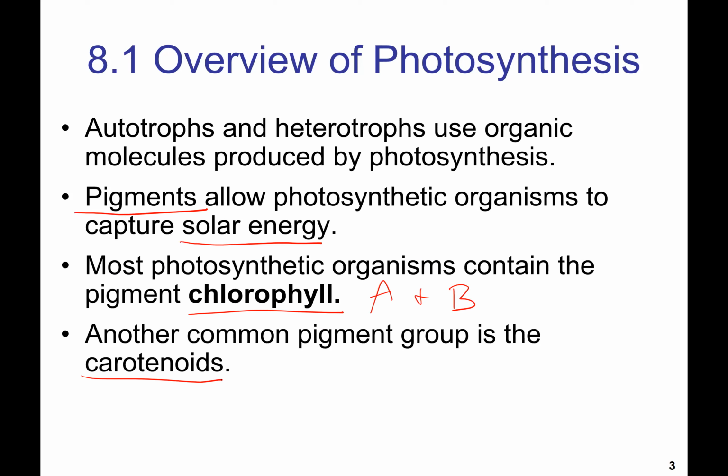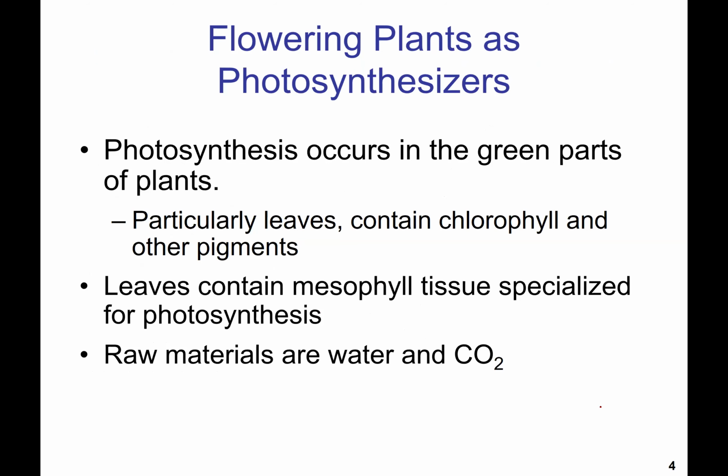Okay, so the whole job of the pigment is going to be capturing solar energy. Photosynthesis occurs in green parts of plants, mainly the leaves. So if you have a question on the test that says, where in a plant does photosynthesis take place? Your answer is going to be the leaf. And specifically within the leaf, we have this layer called the mesophyll layer. And that's where cells that have chloroplasts are going to be located.